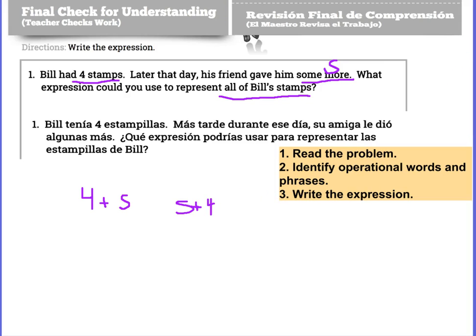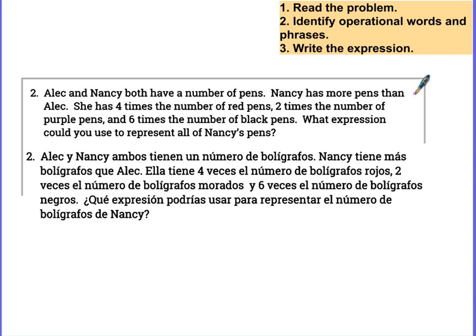Okay, now on to the last check for understanding. Alex and Nancy both have a number of pens. Nancy has more pens than Alex. She has 4 times the number of red pens, 2 times the number of purple pens, and 6 times the number of black pens. What expression could you use to represent all of Nancy's pens?